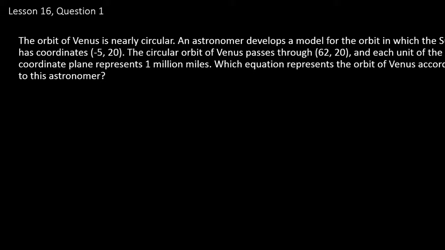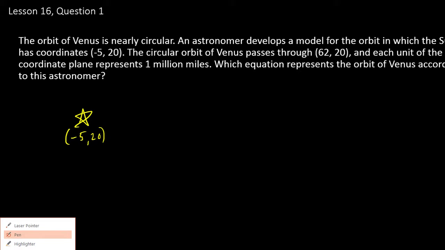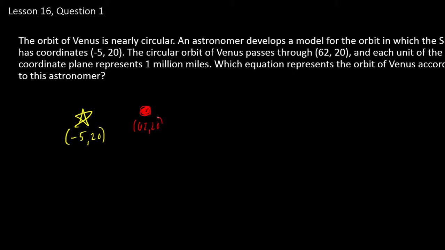Okay, so what information do we know? Well, first of all, we know that the sun is at this coordinate, so I'm going to have our sun at (-5, 20). And I'm told that Venus passes through (62, 20). So at this moment in time, we'll say that Venus is right here. Now the orbit of Venus is nearly circular, so if we wanted to draw this orbit, it would look something like this. And we want to write an equation that represents this orbit.